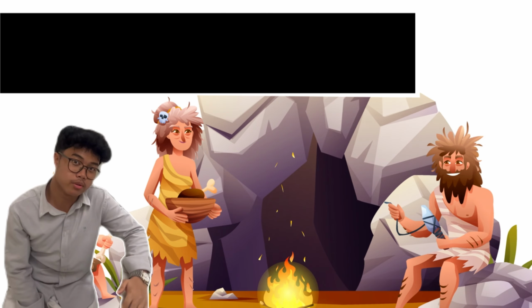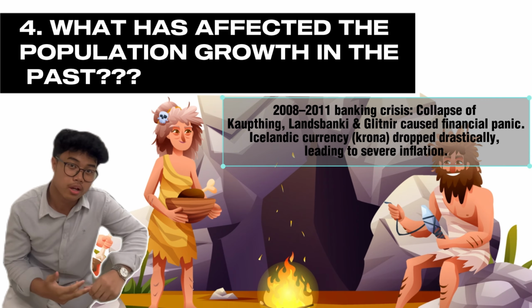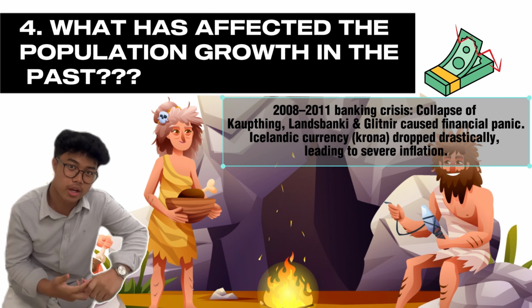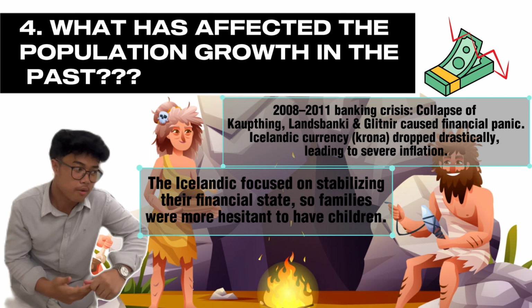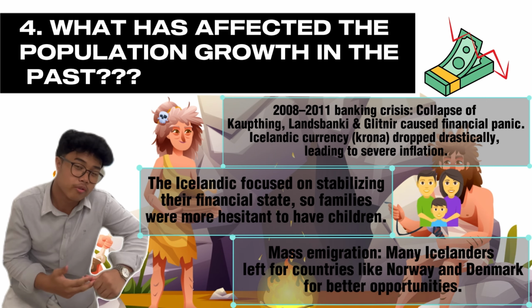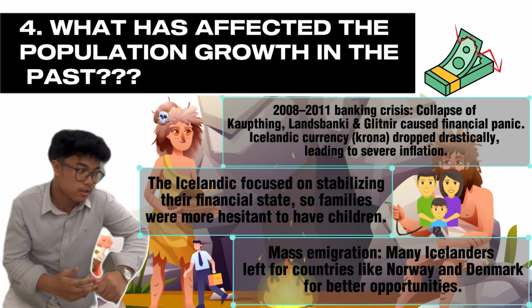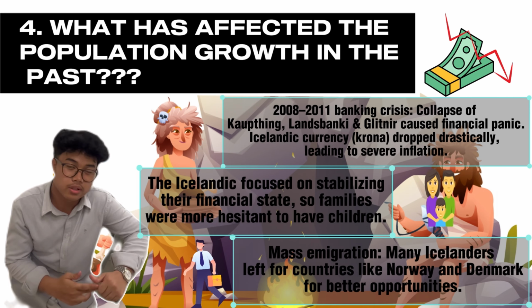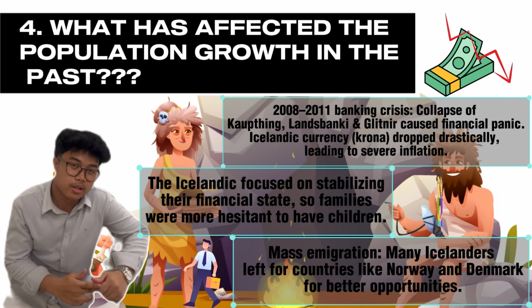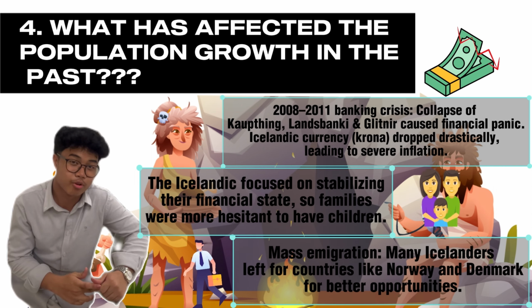For example, from 2008 to 2011, there were major bank collapses, the currency dropped, and inflation got worse, making the people of Iceland move out of the country to find job opportunities that could help them survive. In fact, that is the main reason why the growth of the population in Iceland dropped from time to time.